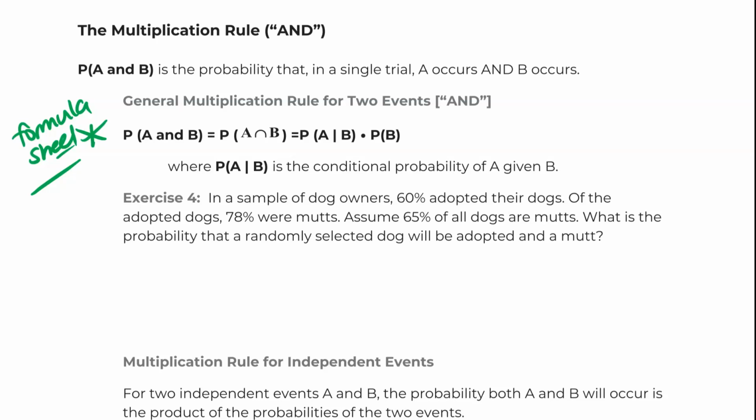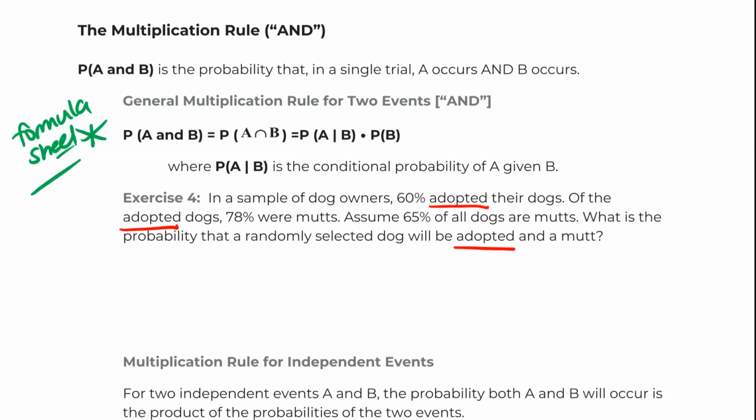So as I said in class, the first thing you want to do is just read through the question without overthinking it. So in a sample of dog owners, 60% adopted their dogs. Of the adopted dogs, 78% were mutts. Assume 65% of all dogs are mutts. What is the probability a randomly selected dog will be adopted and a mutt? So now you're thinking, what seem like the random variable? What were these events that they were bringing up? And it seems like we have a lot of talk about adopted.